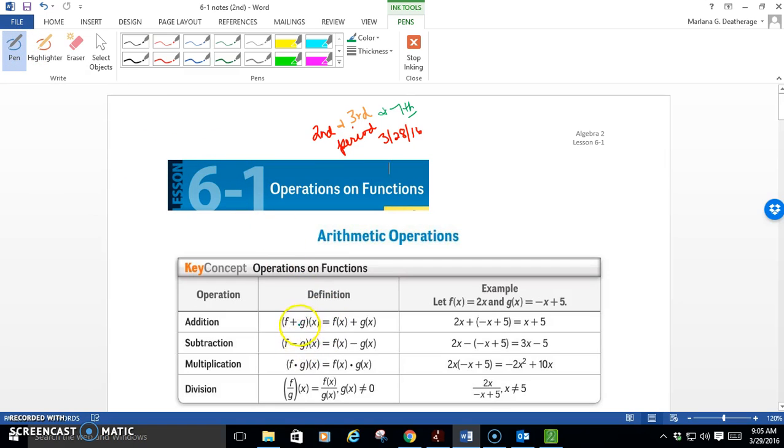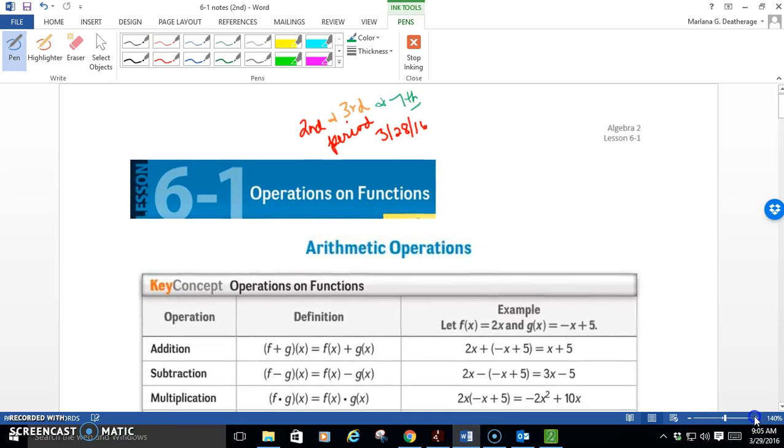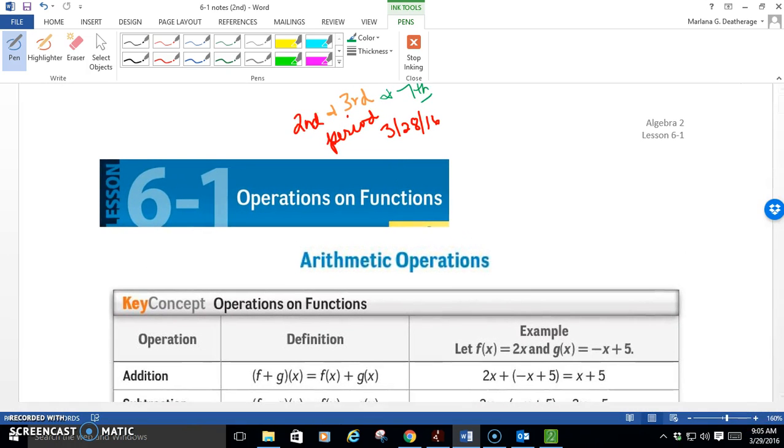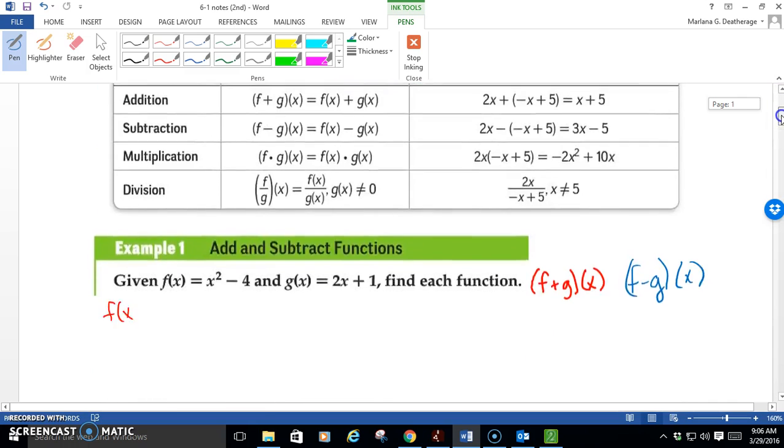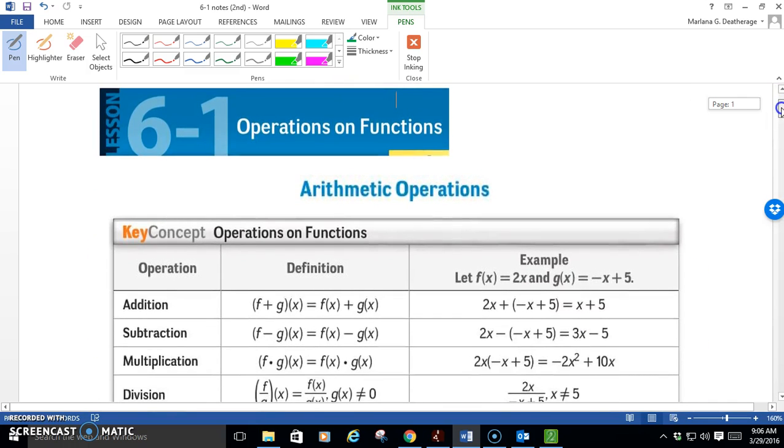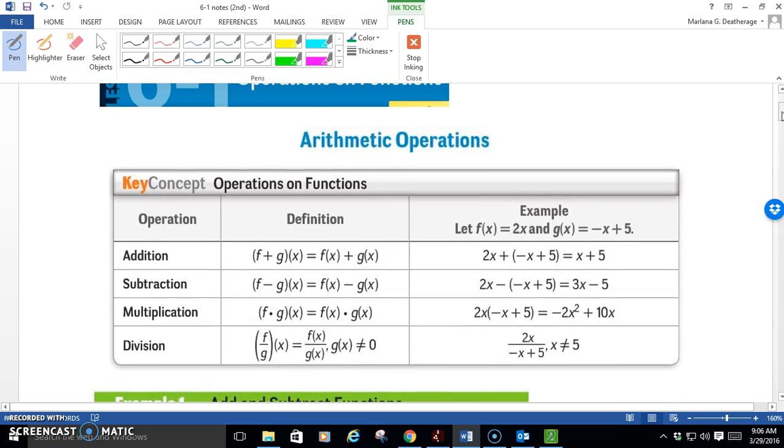If you look right down here, when you're going to add two functions, many times you'll see it like this. Let me zoom in on this just a little bit. As I was saying, if you're going to add two functions, a lot of times you'll see it written like this, f plus g of x. But that just means take the two functions and add them together, f of x plus g of x. And when you add or subtract, you combine like terms.